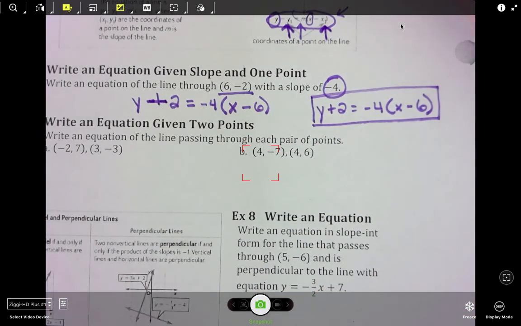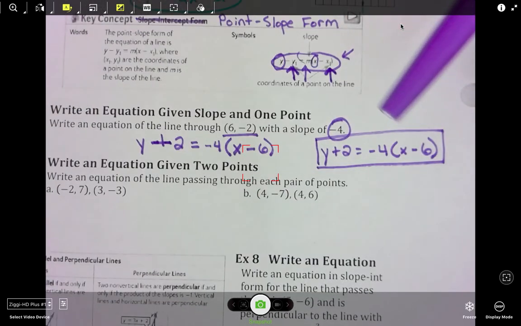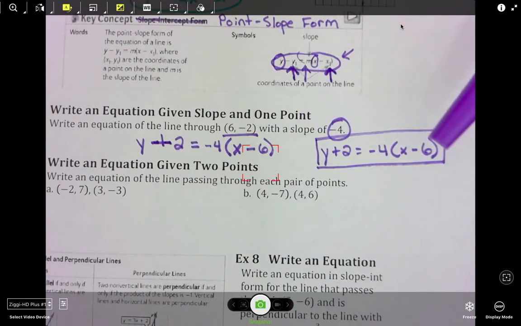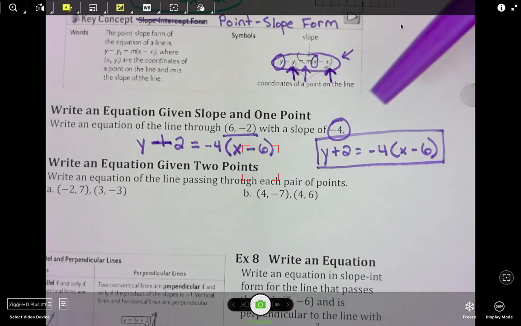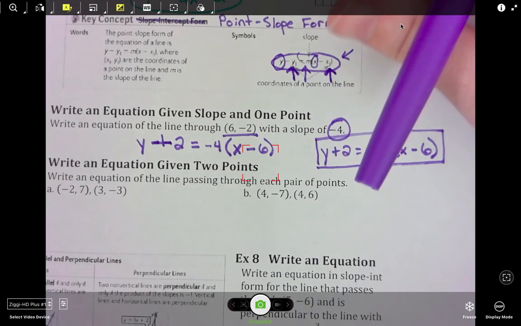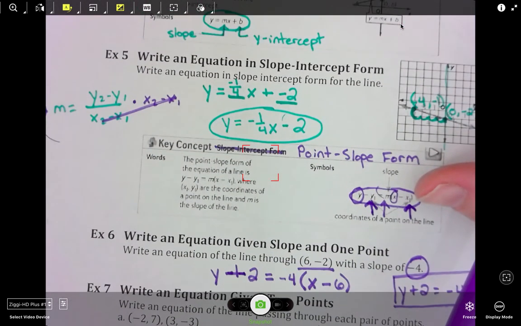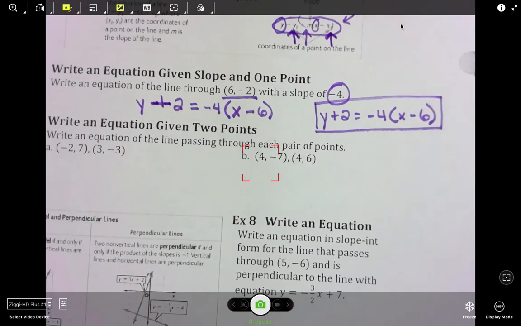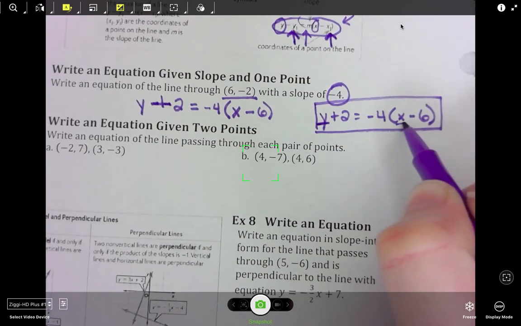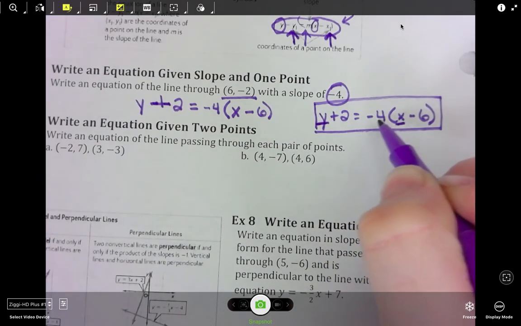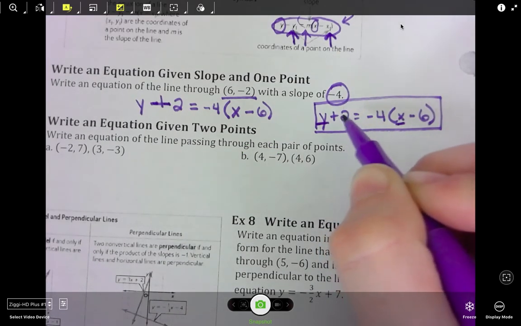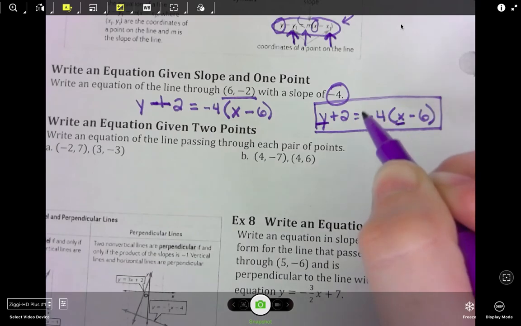Okay. I don't like it a whole lot just because I can't really graph point slope form as easily as I can slope intercept form up here. But you know, a lot of people use point slope form for different things. So that is point slope form. Your y is going to stay y, your x stays x, and you just substitute the values in for your y coordinate, your x coordinate, and your m.